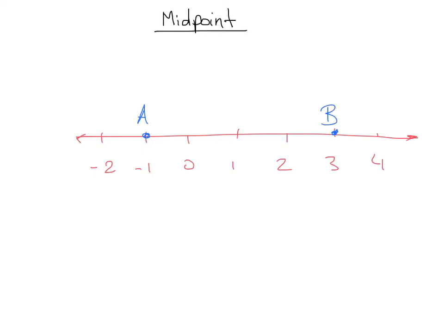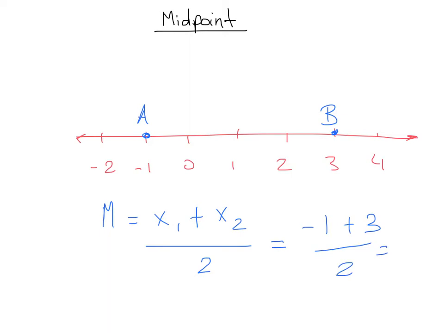Well, all I have to do in this case is average those numbers. So the midpoint, let's call it M, is x1 plus x2, divided by the number of numbers, which is 2, and we get our midpoint. So it's just an average. So -1 plus 3 over 2, in this case, would give you 2 over 2, which would actually give you 1, which makes sense, right? That's the halfway point between A and B. It looks like it. There's 2 over here and 2 over here.